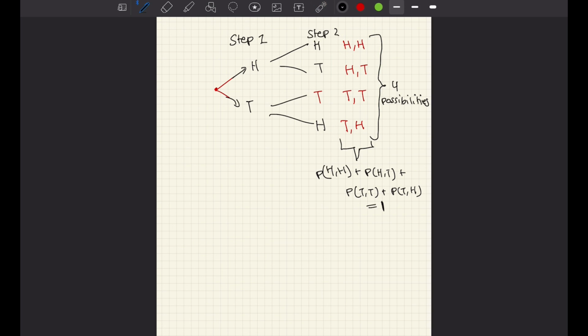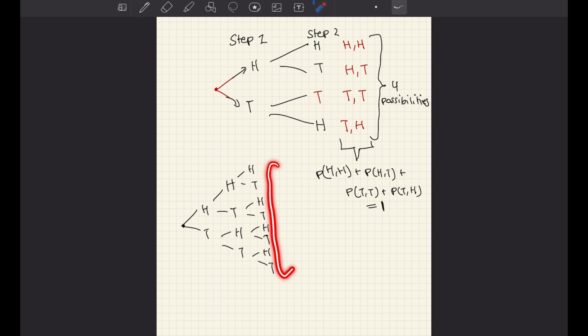If you want to make this even more complex, you can add 3 layers to it. Heads heads, heads tails, and then for each of these, you can add 1 more. This is called a 3-step probability, and the same rules apply. So to find the probability of this branch, for example, you would go heads times heads times heads, and that would give you that probability. And then again, if you did that for all of them, they would all add up to 1.